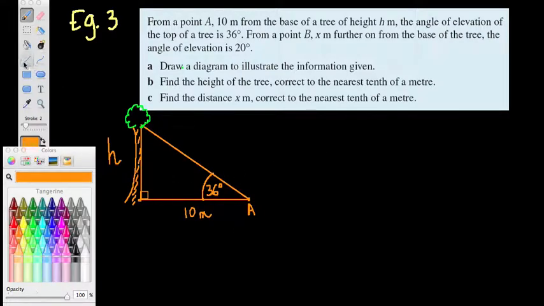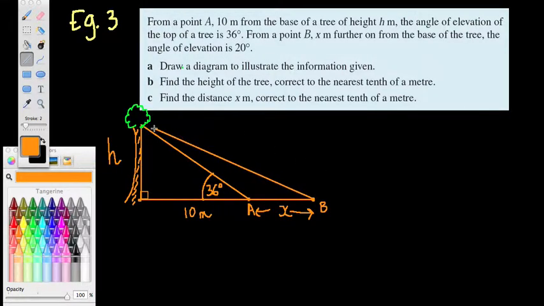It gets a little bit more challenging in this second part. From a point B, x metres further on, x metres further from the base of the tree. So I'm going to mark that in. I don't know how long this is, so obviously these drawings are not to scale. But if I go an extra x metres further, okay, so this is x here, I reach point B. So from point B, the angle of elevation is 20 degrees.